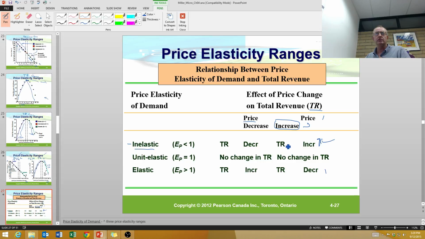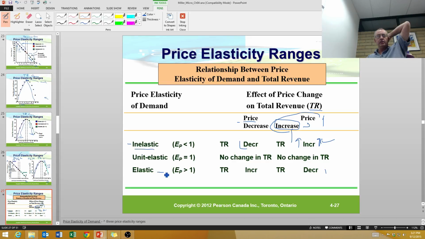Price increase, because I think there's a mistake. Oh, I see. As price increases, this is the price increase column. Total revenue increases. That's right. They're directly related. And as price decreases, total revenue is going to decrease.